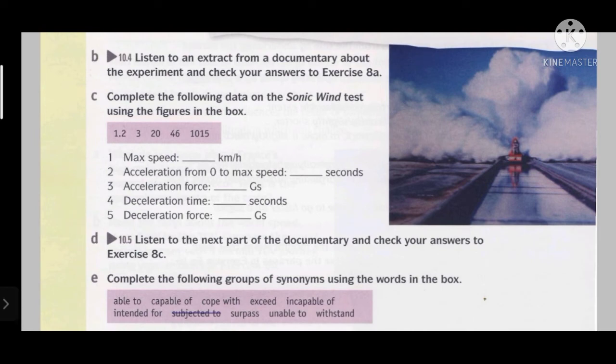Now let's complete. This completion we have 5 things: 1.2, 3, 20, 46, and 1015. We have 1. What is the max speed? 2. What is the acceleration from 0 to max speed? وصل من السرعة صفر لأقصى سرعة وصل لها اللي هو السونيك ويند دي في كام ثانية. 3. acceleration force قوة السرعة قوة العجلة. 4. deceleration time التباطؤ قوة التباطؤ بتاعته وصل في قد ايه كام ثانية خدت كام ثانية علشان يبطأ ويقف. and 5. deceleration force قوة التباطؤ.